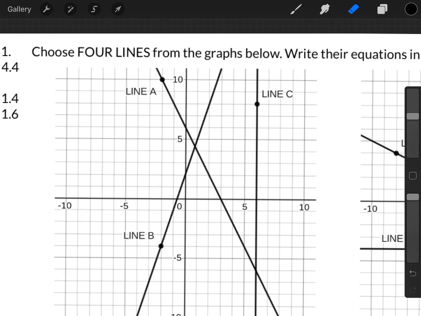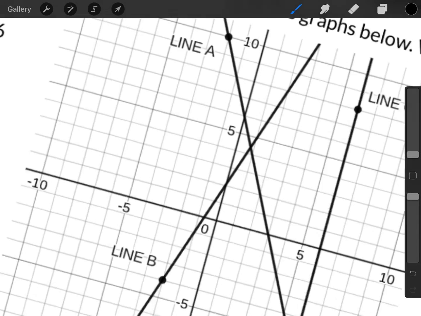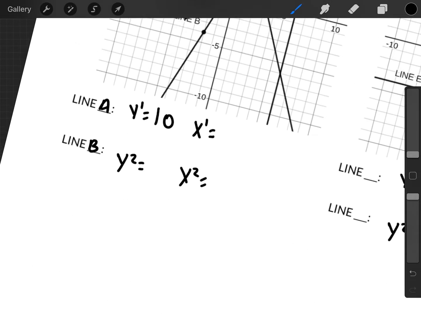So in order to find y1, y goes vertically. So I need to see where the dot lines up vertically, and that's on 10, so I know that y1 is 10. Find x1, x goes horizontally, so I have to see where it lines up horizontally, and that's at -2.